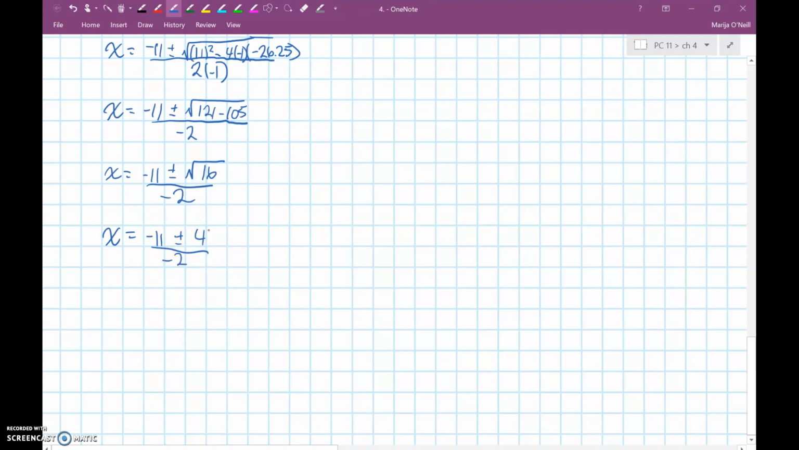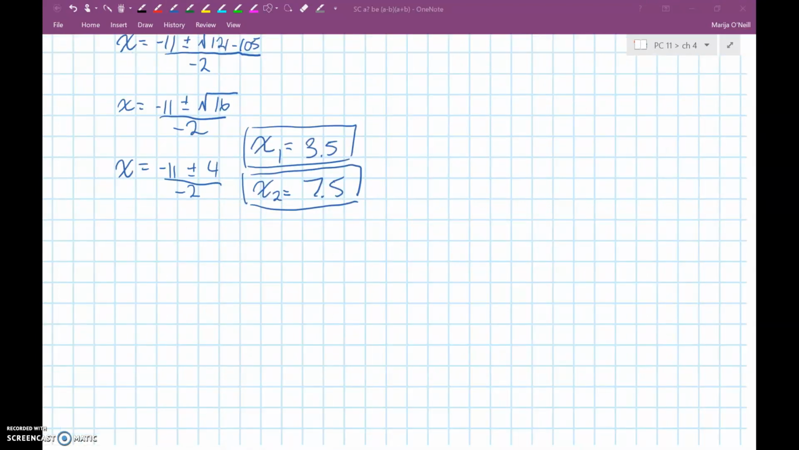So I keep it the same, and I'm just going to plug this into my calculator. Negative 11 plus 4 is negative 7, divided by negative 2, which is x1, equals 3.5, and x2 is negative 11 minus 4, which is negative 15 divided by negative 2, which is 7.5, and those are my two answers.